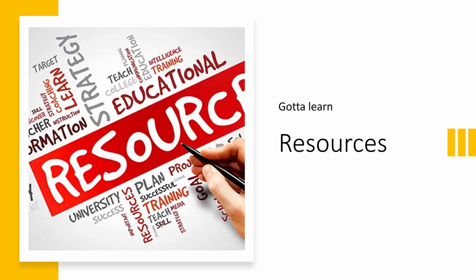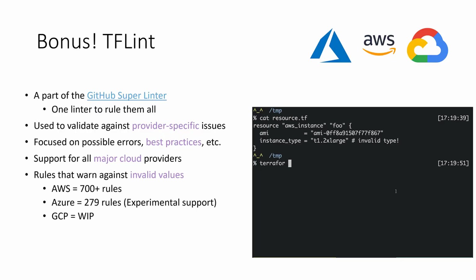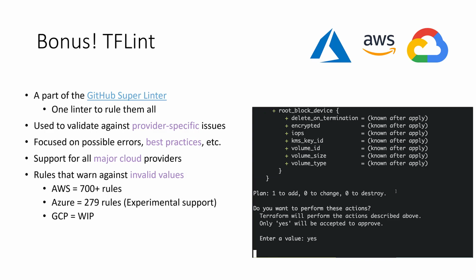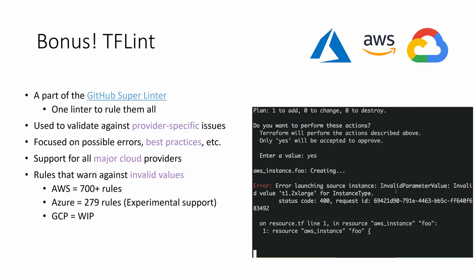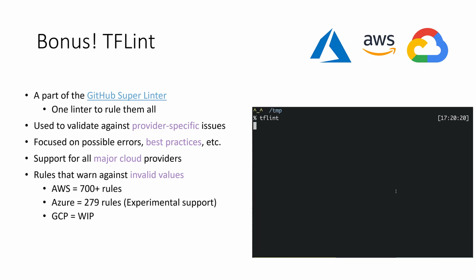Okay, let's wrap up with some resources to learn. So if you've seen any of my other Terraform specific recordings, I like to call out the TF-lint or Terraform lint tool from the GitHub Superlinter, because if you watch the little graphic on the right for a moment, what happens is when you have a Terraform file, you could run Terraform validate and everything looks fine, says everything's good. Then you go to apply it, and when it applies, it errors out because, well, maybe that's an incorrect value.